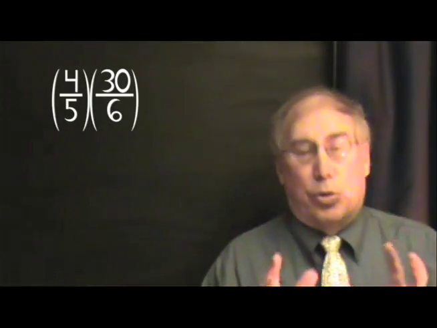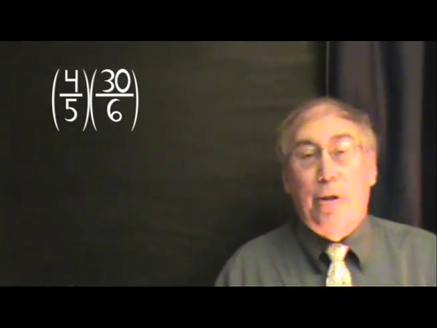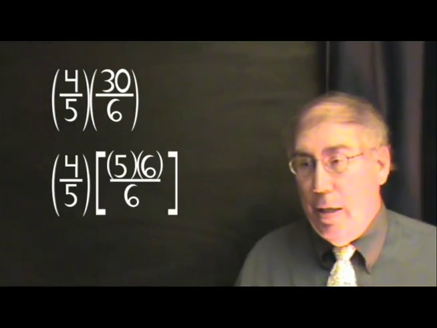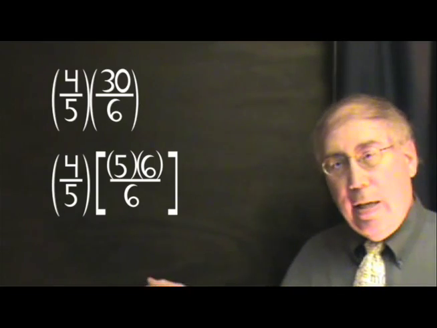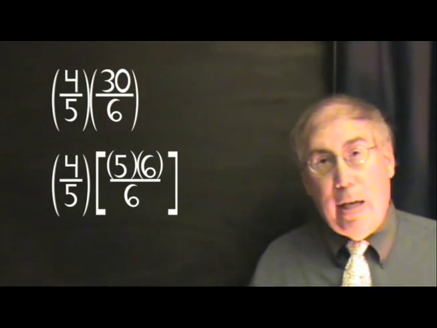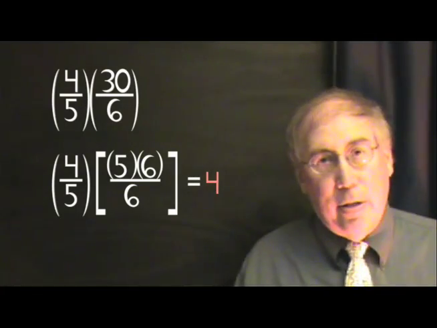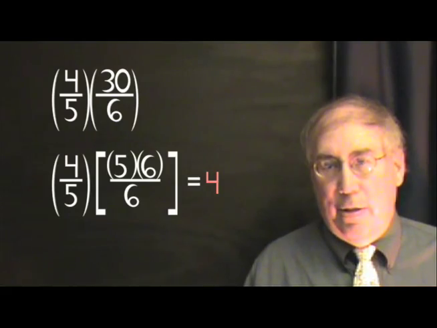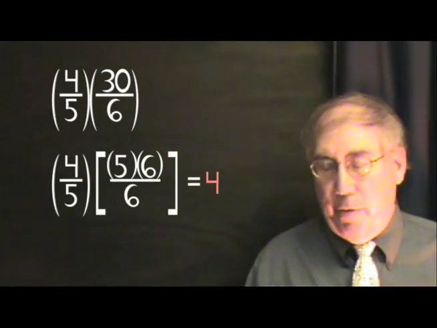Now we're going to multiply. Let's start out with a simple example, just like we did the last time around. Now I'm going to factor the 30 into 5 times 6. And notice that the 5's will cancel, and the 6's will cancel, and that will leave you with a 4 as your product of those two fractions.